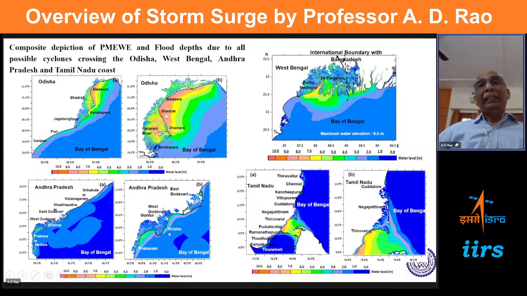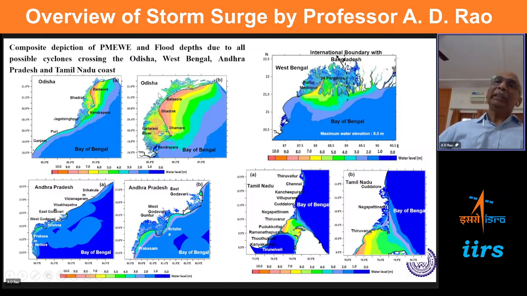If you have higher surges, it doesn't mean that you will get larger areas of inundation. It all depends again on the land topography. But here you have more inundation because there is a river system here, the Mahanadi river system. Because of the low-lying area, you get a lot of inundation here.